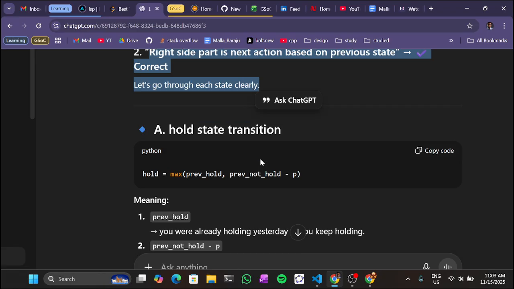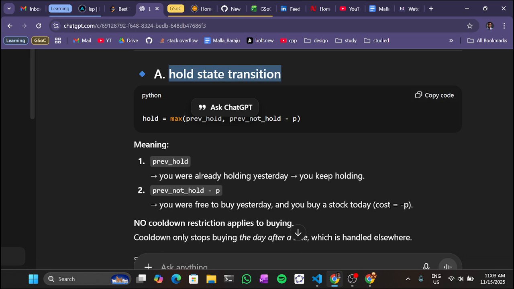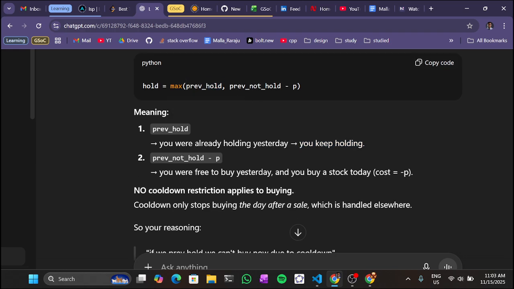Let's go through each state clearly. Hold state transaction. If you were already holding yesterday, you keep holding is the left side choice, and the right side choice is you are free to buy yesterday and you buy a stock today at a cost of P. So if you are currently holding, that means either you are holding from previously or you just bought it to hold it.